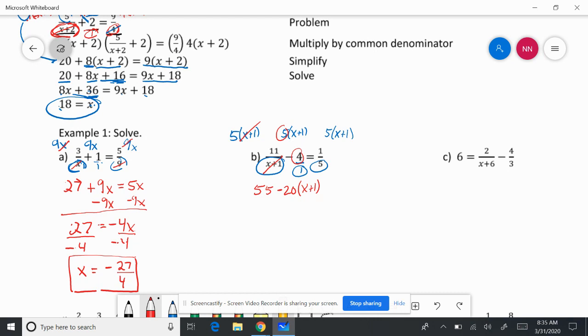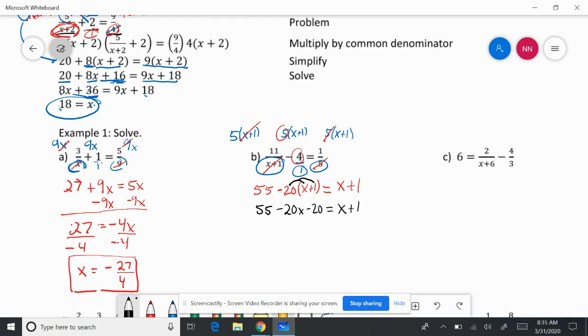Now, some of you are going to be so good you could do that in your head, but I'm going to do one step at a time. Next one, we see that the 5's cancel. 1 times x plus 1 is just going to be x plus 1. Now what I'm going to do is simplify. So I'm going to distribute the negative 20 to each of the terms. So I get 55 minus 20x minus 20 equals x plus 1.